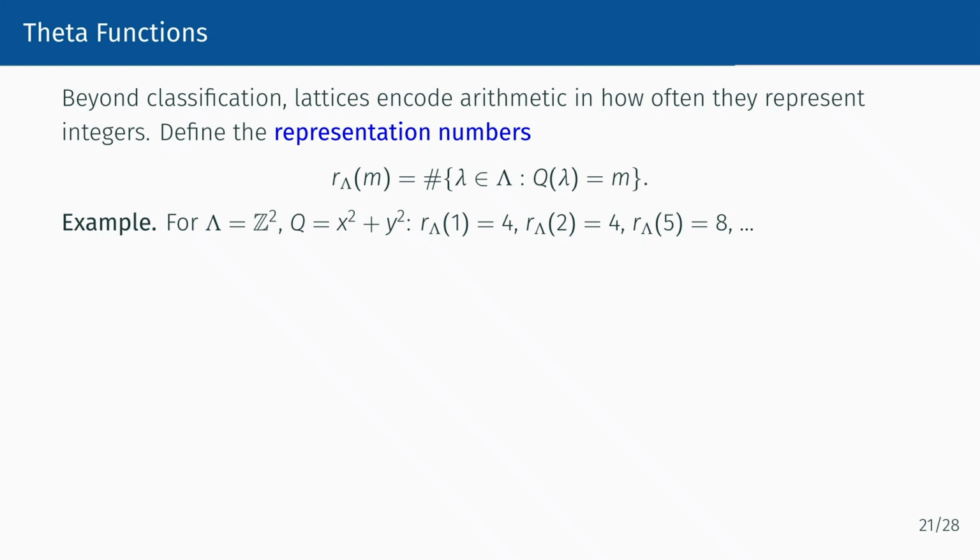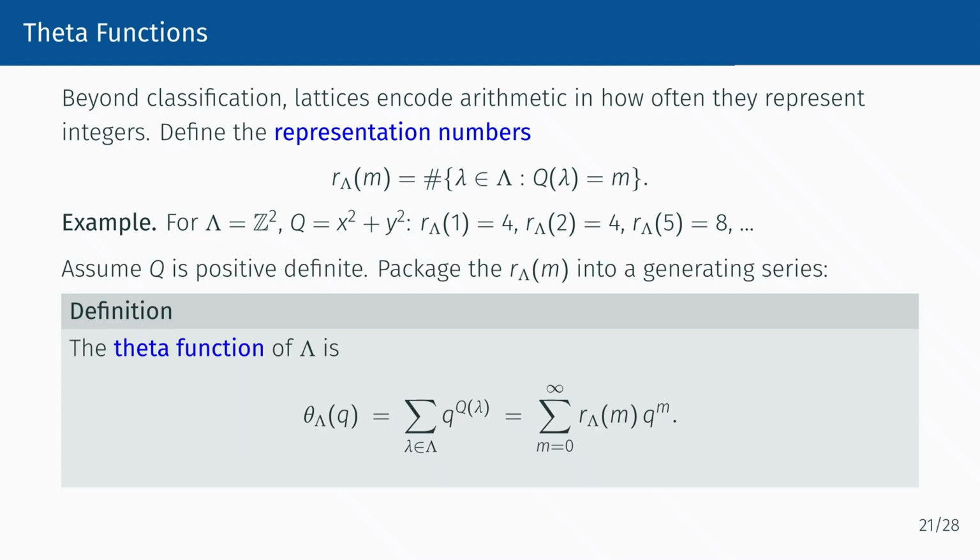If you take the lattice to just be the standard lattice, Z to the n, then this is the same as the previous definition with the quadratic form. And you've seen this example of the sum of two squares and the first few representation numbers of this lattice. And of course, we package it into a generating series, giving us a theta function associated to this lattice.